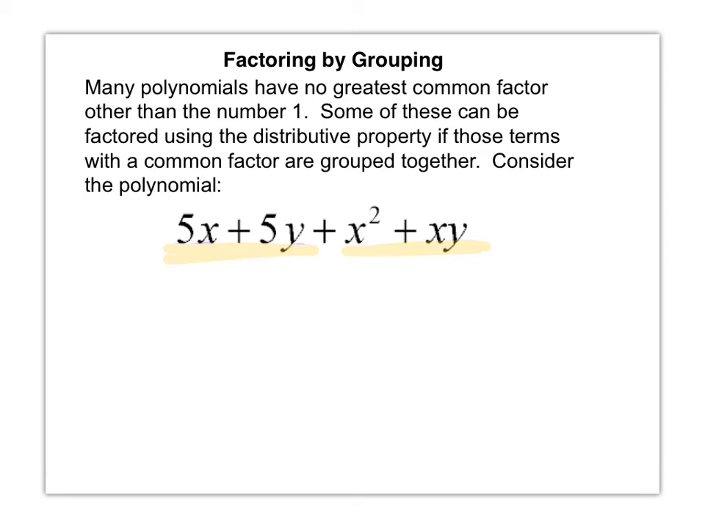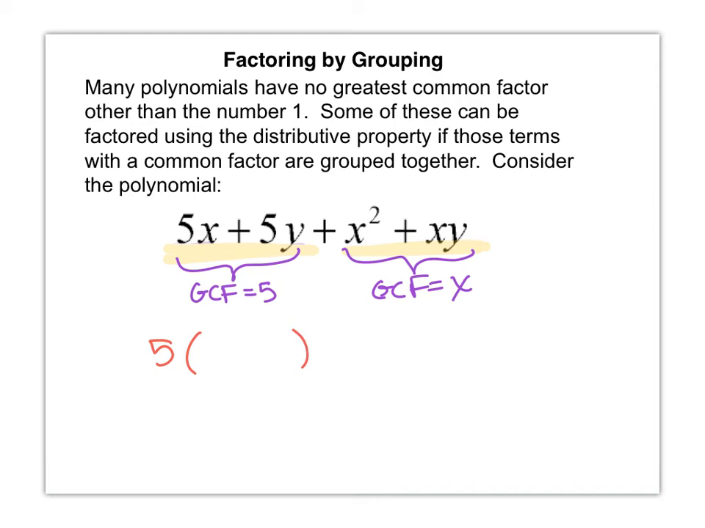Now, out of the first two terms, the GCF just for these two is 5. The GCF for the last two terms is x. So by grouping, we're going to factor out the greatest common factor from each of those groups. For the first one, we're going to factor out a 5. And if you factor out a 5 from the first two terms, what you'll have left is x plus y.